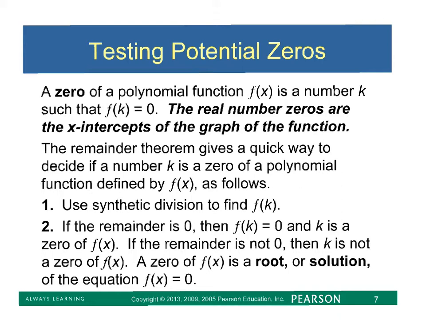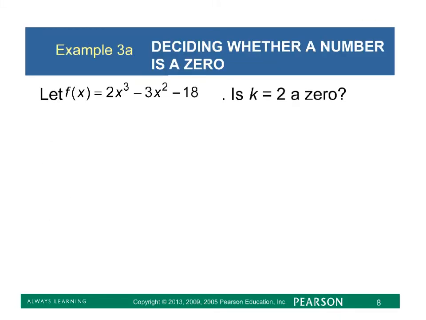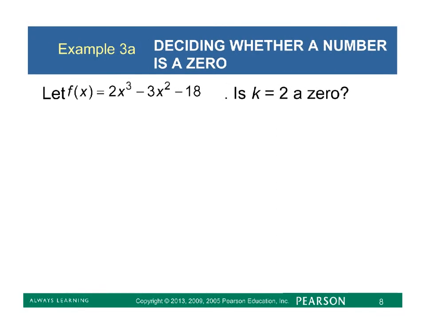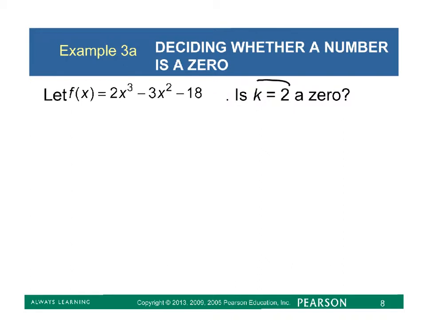And if our remainder is 0, that's great. That means that number right there that you used in your synthetic division is a 0. If our remainder is something else other than 0, then that number is not a 0 to our polynomial. Okay? In this example, we are asked to decide whether a number that we're given is a 0. And this right here is our potential 0 that we're trying to figure out whether it is or not.